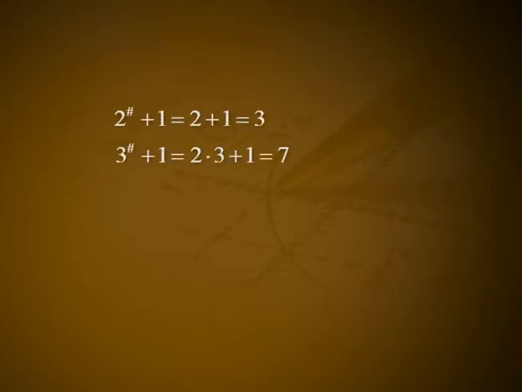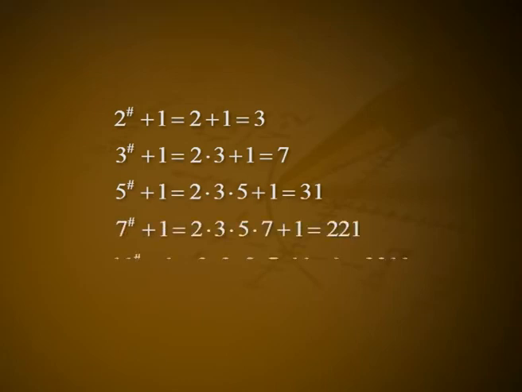3 hash plus 1 is equal to 2 times 3 plus 1 is equal to 7. 5 hash plus 1 is equal to 2 times 3 times 5 plus 1 is equal to 31. 7 hash plus 1 is equal to 2 times 3 times 5 times 7 plus 1 is equal to 211. 11 hash plus 1 is equal to 2 times 3 times 5 times 7 times 11 plus 1 is equal to 2311. These are all prime numbers.